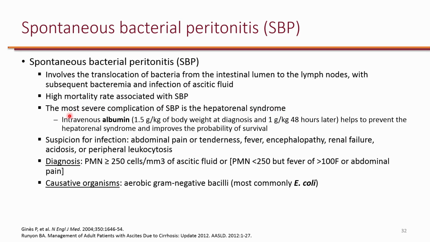So it's recommended to use IV albumin 1.5 gram per kilo of body weight at diagnosis, and then 1 gram per kilo 48 hours later. So that would be on day 3. It helps to prevent the hepatorenal syndrome and improve the probability of survival.